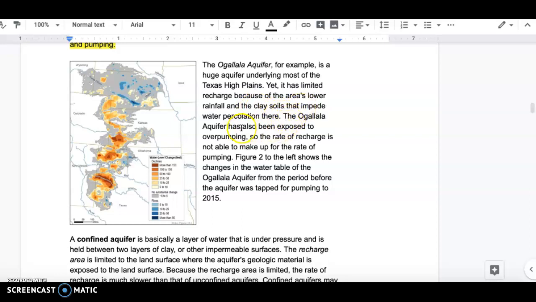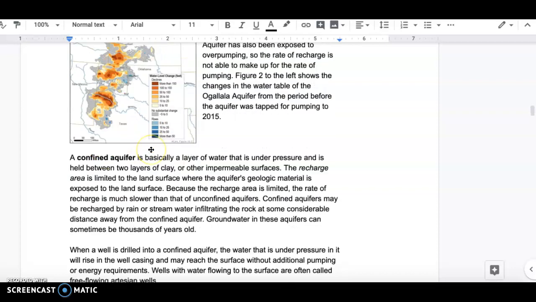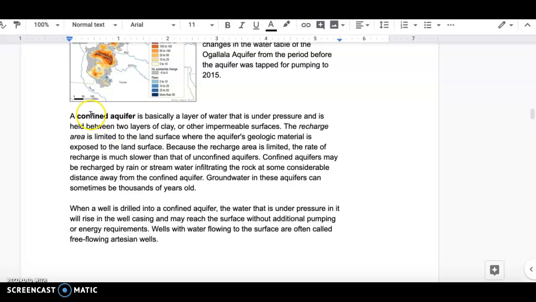The Ogallala Aquifer has also been exposed to overpumping, so the rate of recharge is not actually able to make up for the rate of pumping. Figure 2 to the left shows the changes in the water table of the Ogallala Aquifer from the period before the aquifer was tapped for pumping to 2015, my bad.